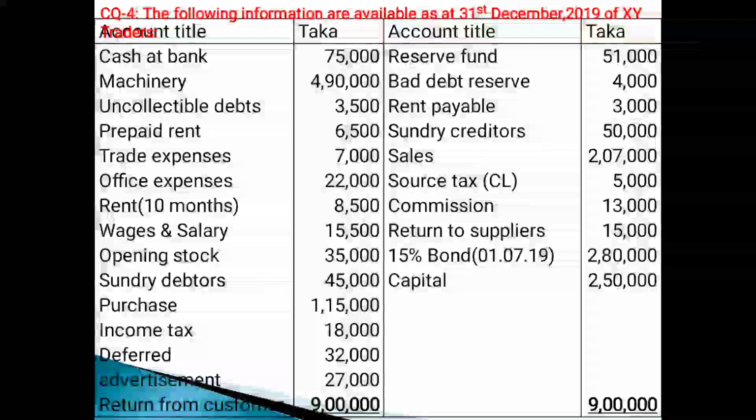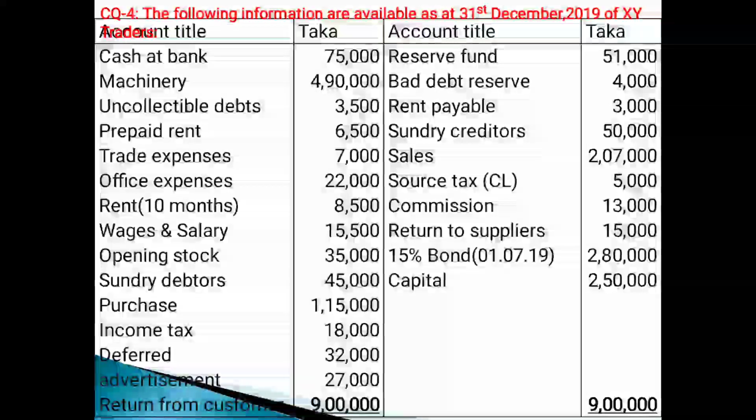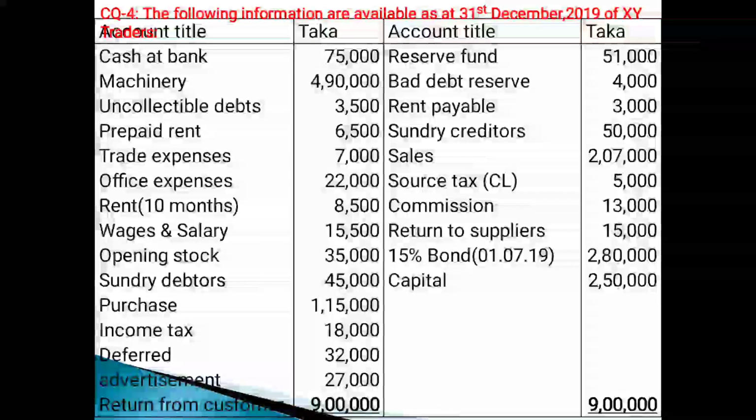So 2,80,000 into 15% into 6 by 12, that is Taka 21,000 is interest on bond, to be shown in other expenses and also to be shown in current liability. Capital: this is the amount of opening capital, to be shown in statement of equity. This is the first item of equity. Total of credit side is now Taka 9 lakh.